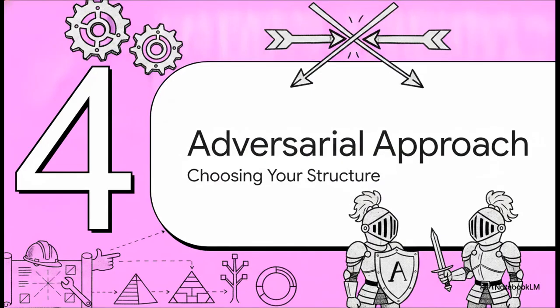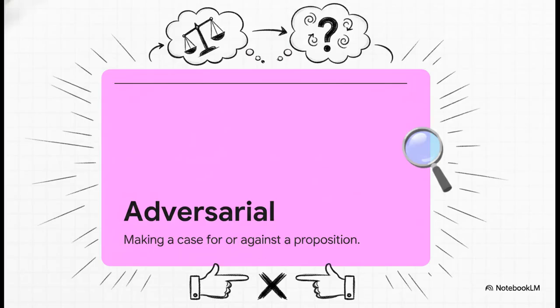And finally, Section 4, the adversarial approach and choosing your structure. Our last tool is the adversarial approach. This one is fundamentally about making a definitive, well-reasoned case either for or against a specific proposition. You aren't just explaining a timeline or categorizing themes here. You are literally stepping into a debate ring, acknowledging the opposing side and logically dismantling it while building up your own stance.